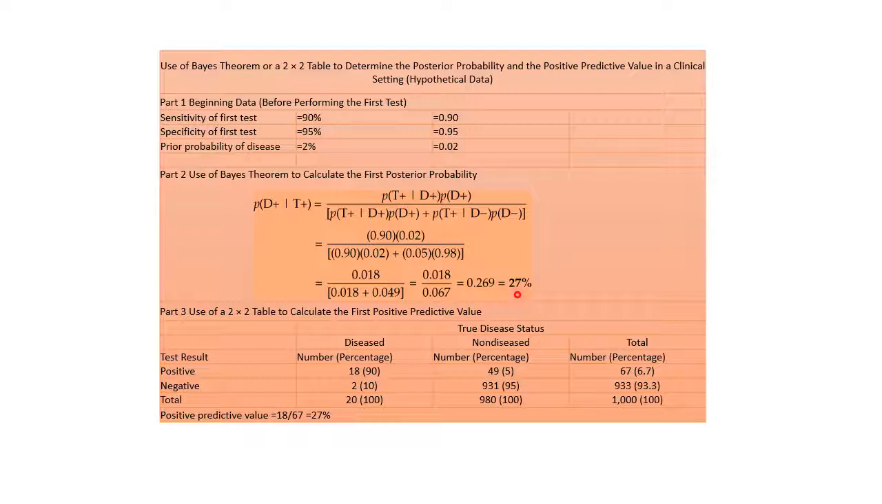Now I can maybe do another test, and what you're going to find is that the new prior probability is going to be that 27% now, right? So it's a sequential thing where I'm going to get higher and higher likelihood, and when I get pretty close to say 99 or 100%, then I can definitely make that diagnosis. Okay. So again, this is just telling us that if that test is positive, what is the likelihood that the patient actually has the disease? Okay.